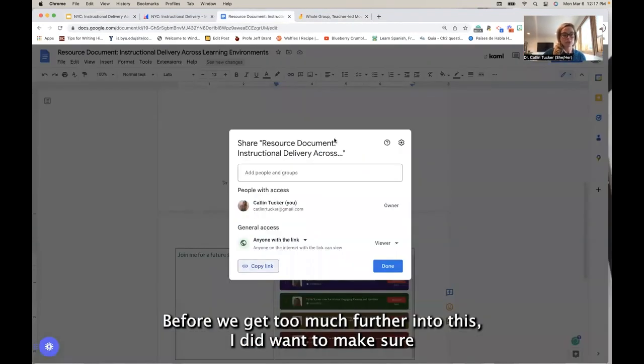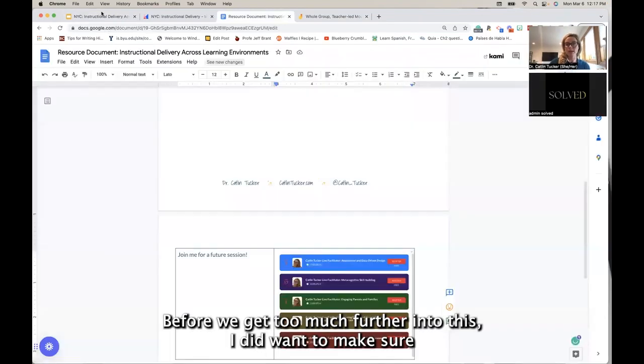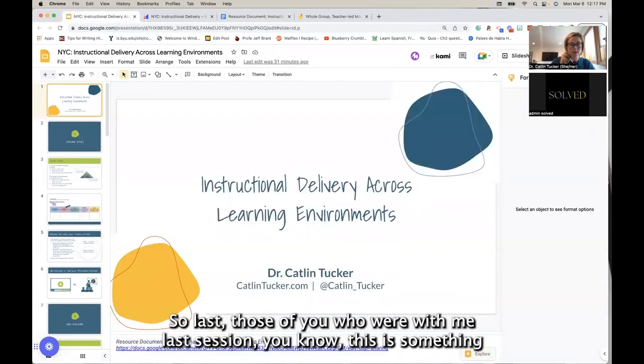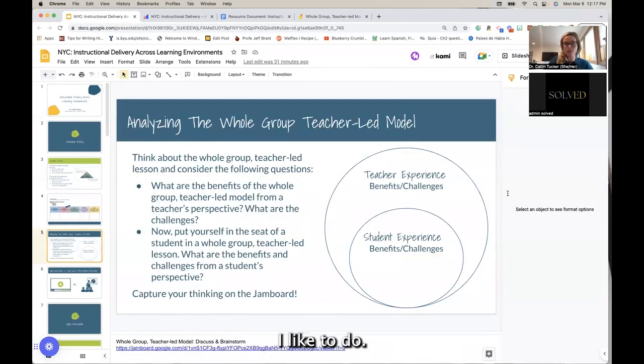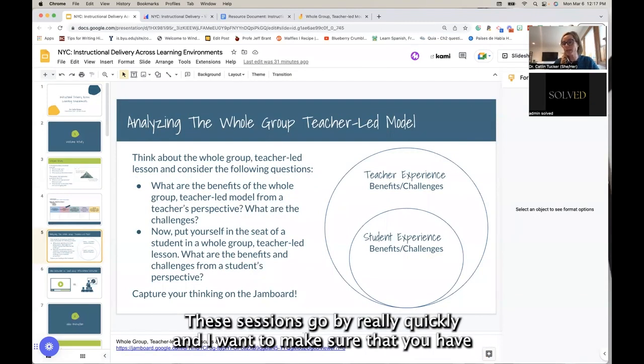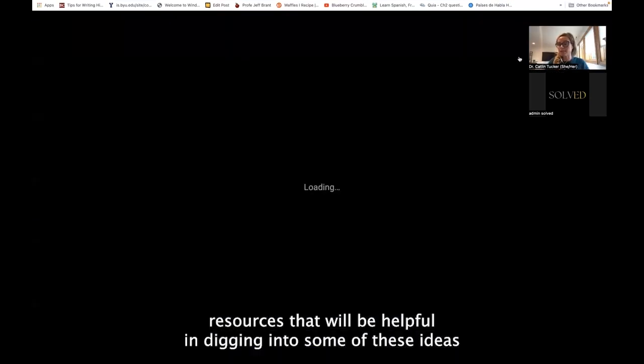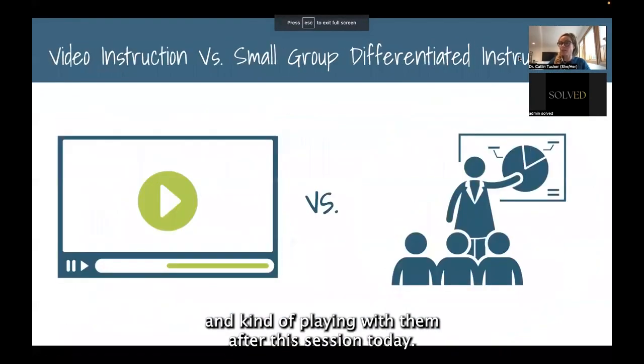Before we get too much further into this, I did want to make sure you guys had access to our resource document. So those of you who were with me last session, this is something I like to do. These sessions go by really quickly, and I want to make sure that you have resources that will be helpful in digging into some of these ideas and playing with them after this session today.